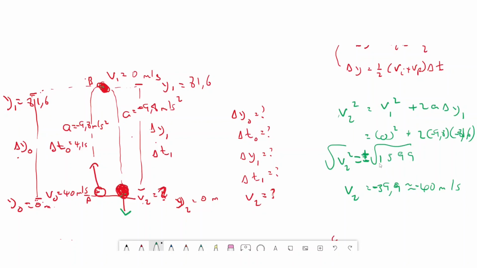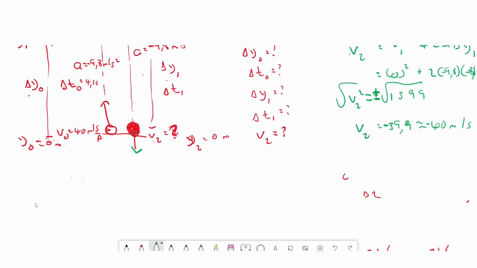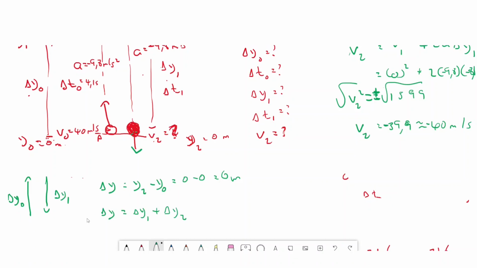Let's see if we can find the answer using the total displacement, just to show you another way. What is the total displacement? Remember, the ball is going up, and when it's going up, it covers delta y0. When it's going down, it covers delta y1. The total displacement, delta y, you can find in two ways. You can say it is y2 minus y0, which is 0 minus 0, which is 0 meters. Another way is to say the total displacement is delta y1 plus delta y2. This is a very safe way, because if the ball were stopping somewhere in mid-air, this would be the best way to find the total displacement. If you know those two displacements, this is minus 81.6.